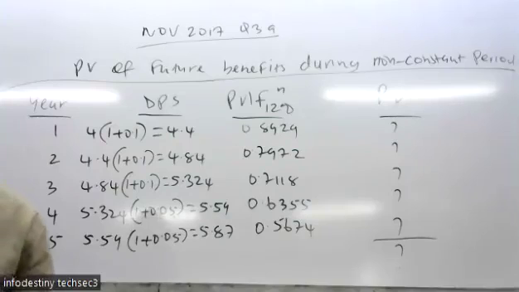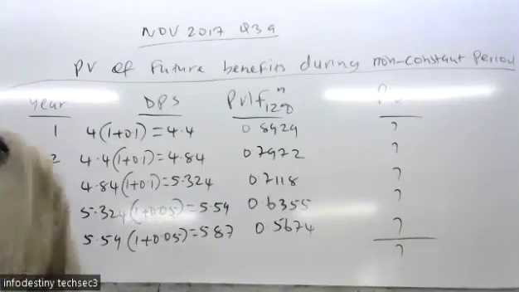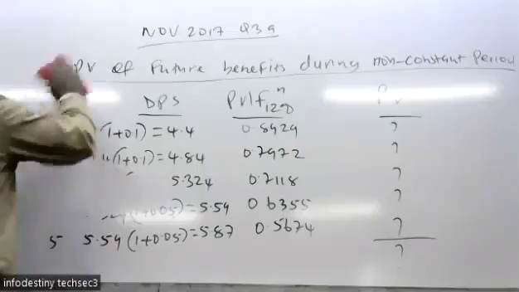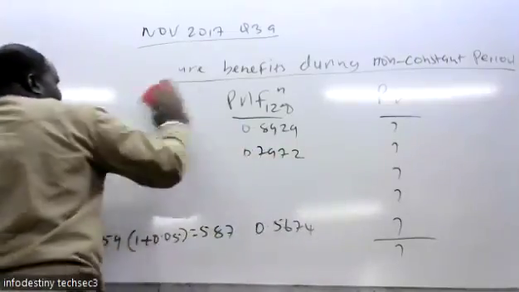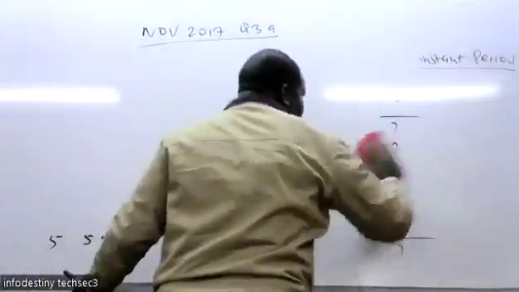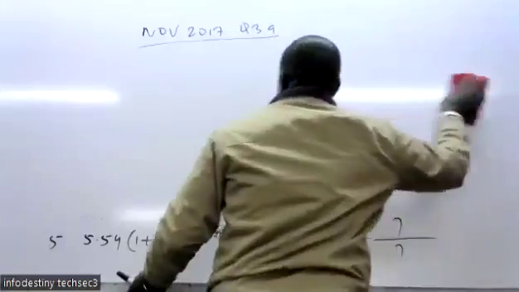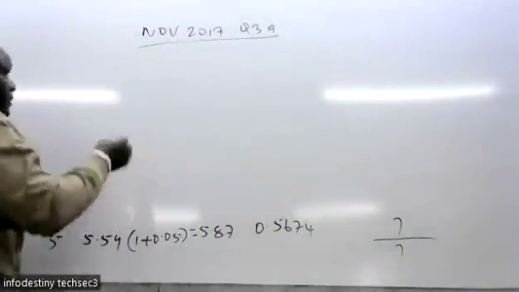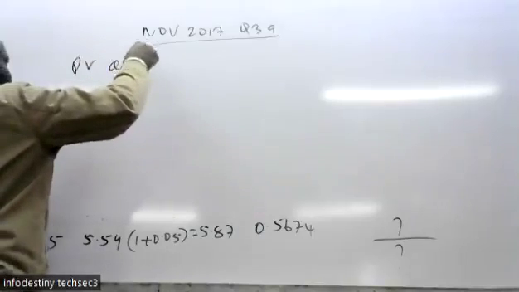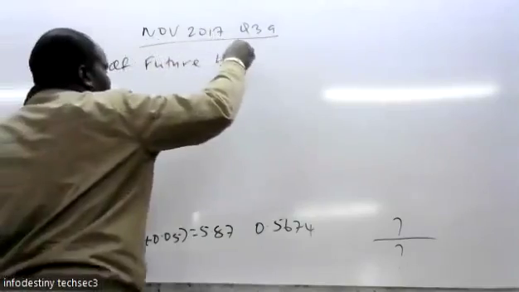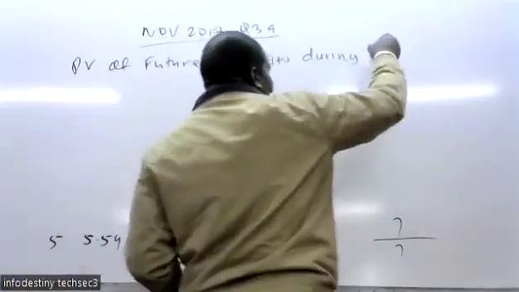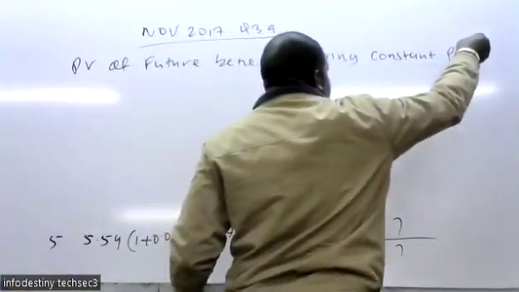So once you have done that, we now also compute the present value of the future benefits during the constant period.